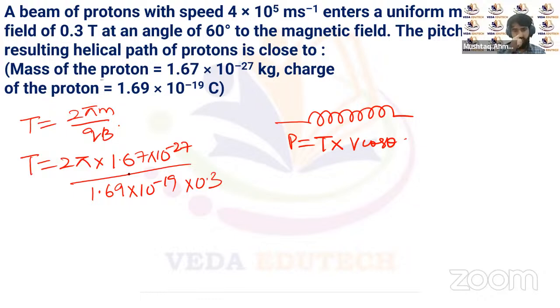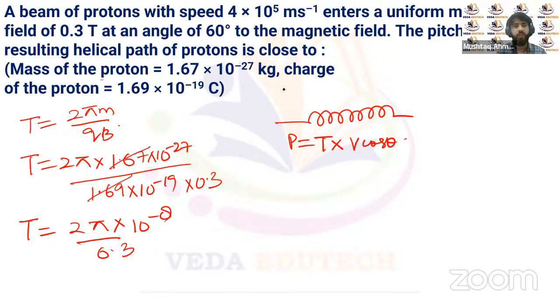So from here we can actually calculate. Let's assume that this is almost equal, we can just cancel out this. So we'll be left with 2 pi multiplied by 10 to the power minus 8 here, divided by 0.3. So this will be the time period.